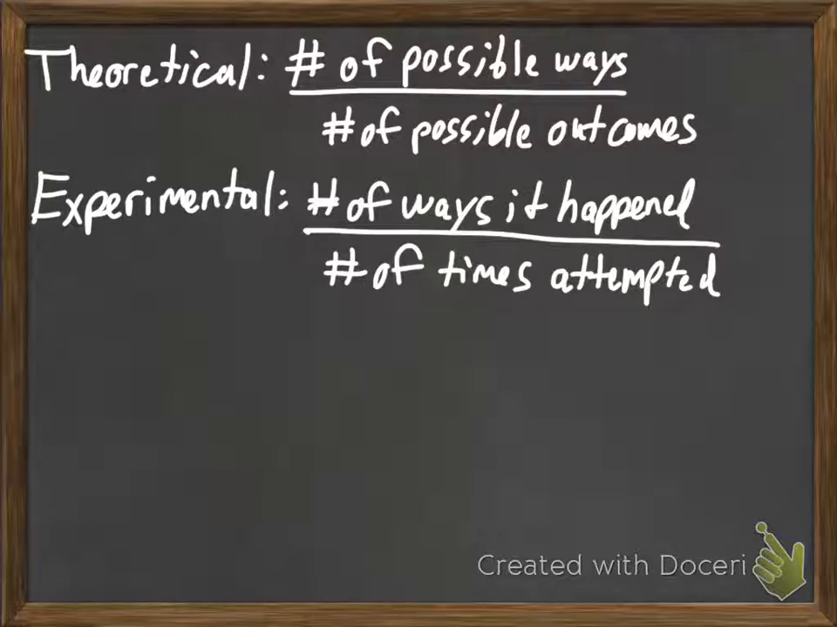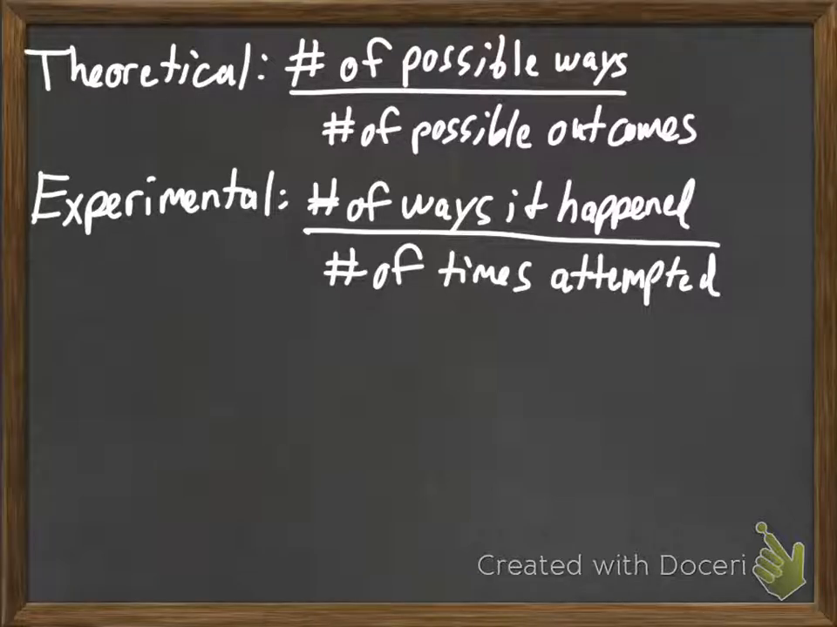Theoretical probability, our definition for this video, is the number of possible ways it could happen out of the number of possible outcomes. The experimental is the number of ways it did happen. We did the experiment, it happened this many times, out of how many times we attempted it. So if we got a result 3 times and we attempted it 10 times, it'd be 3 out of 10.